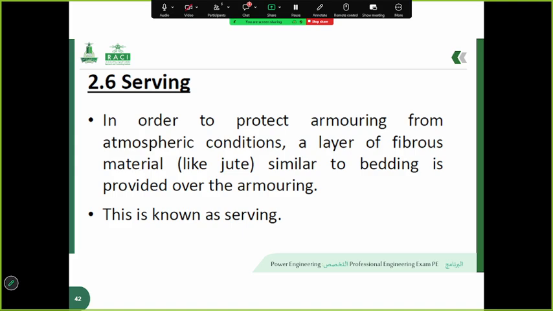Based on this slide, we can now discuss the final layer, which is the serving layer. So this is the outermost layer consisting of fibrous material like jute, similar to the bedding layer we discussed earlier. Its purpose is to provide a final protective coating over the armoring.